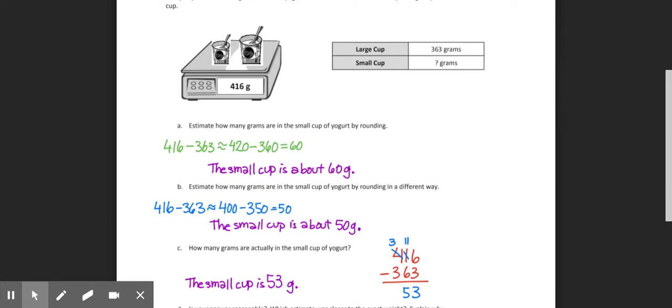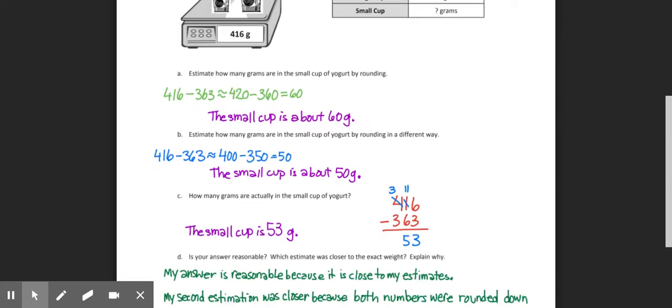Letter B says, estimate how many grams are in the small cup of yogurt by rounding in a different way. So remember, we have two different ways we can round, to the nearest tens or the nearest hundreds. Now, you could do it in a different way: one could be rounded to the nearest 100, one could be rounded to the nearest 10. That's what this one is.